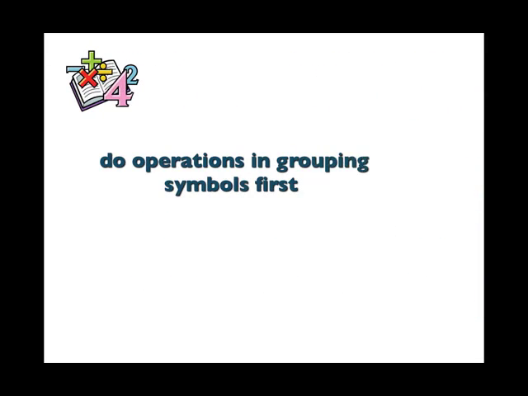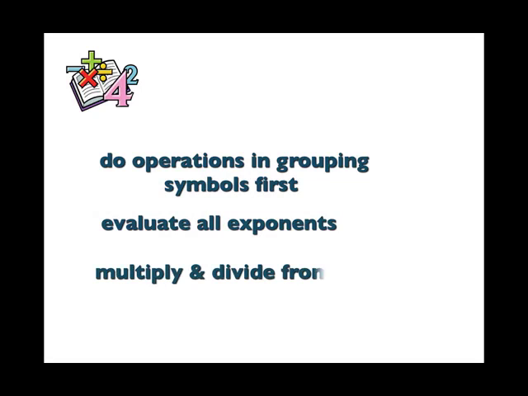We always do things in grouping symbols, like parentheses first. Then we look for anything that has an exponent. Now, this part's really important because sometimes people think that multiplication is more important than division. But when there's multiplication and division in the same expression, you're going to do them from left to right, even if the division comes first.